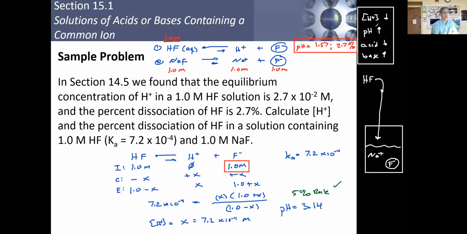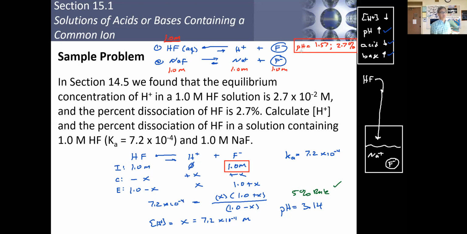And sure enough, our pH went up. We went from 1.57 to 3.14. That is correct, which means then as we go from low pH to high pH, the acidity goes down and the basicity goes up. Exactly what we expected to happen, and we see it in our answer right here.